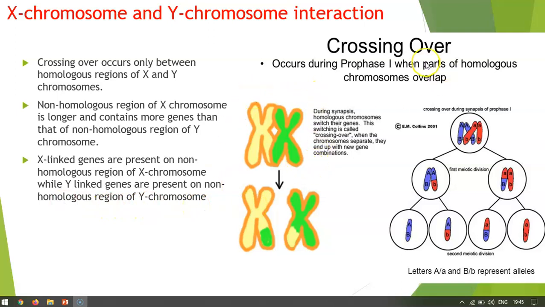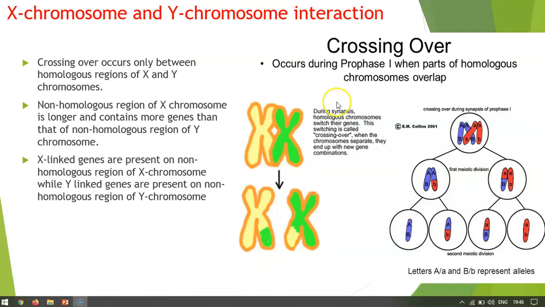Now, when you're talking about interaction, there is a step called crossing over in your meiosis. This occurs in prophase 1 when parts of homologous chromosomes overlap. Here, you have your two homologous chromosomes coming together, and there is a formation of a synapse when they come together, and when they switch their genetic information, that particular stage is called crossing over.